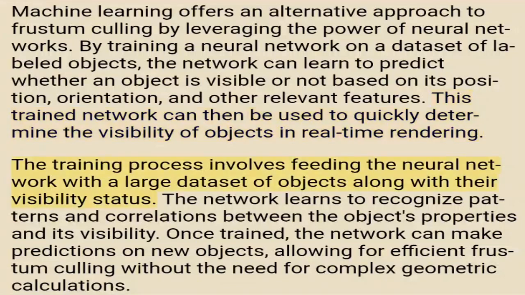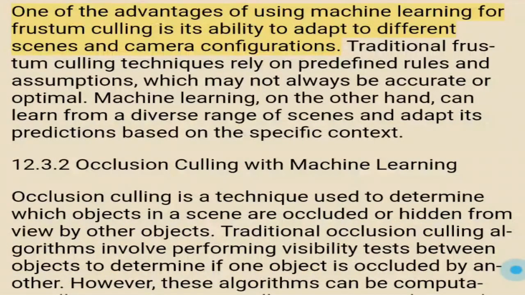The training process involves feeding the neural network with a large dataset of objects along with their visibility status. The network learns to recognize patterns and correlations between the object's properties and its visibility. Once trained, the network can make predictions on new objects, allowing for efficient frustum culling without the need for complex geometric calculations. One of the advantages of using machine learning for frustum culling is its ability to adapt to different scenes and camera configurations. Traditional frustum culling techniques rely on predefined rules and assumptions, which may not always be accurate or optimal. Machine learning, on the other hand, can learn from a diverse range of scenes and adapt its predictions based on the specific context.